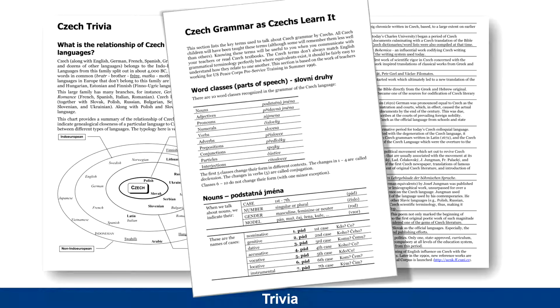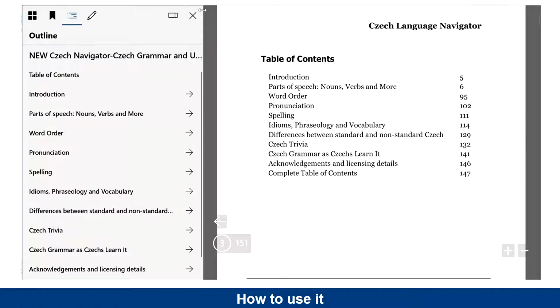And finally, we give you an overview of Czech grammar from the perspective of a Czech learner, somebody who has learned it in school, and we give you all the terms and all the structures that Czechs learn. So this is quite an extensive document. It has over 150 pages.